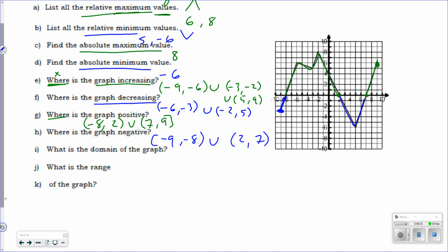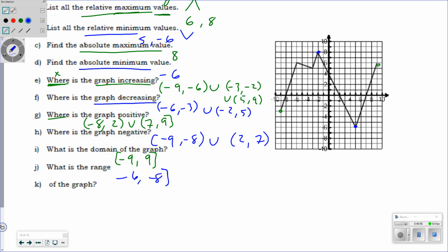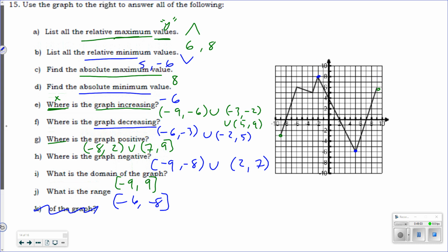What is the domain of the graph? Remember domain, that's all the possible x's. If I look at it, my smallest x is -9 right here. My biggest is +9. It's inclusive because they're filled in circles. The range is the smallest y to the biggest. The smallest is -6. The biggest is 8. There's no breaks in between. It's part of the graph, so they get brackets. Don't worry about that. Did that a little quickly, but that's how you do that.